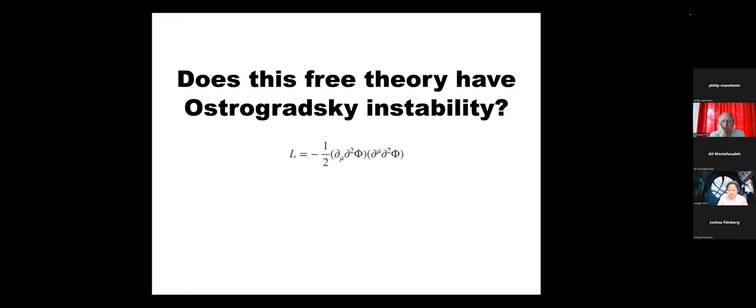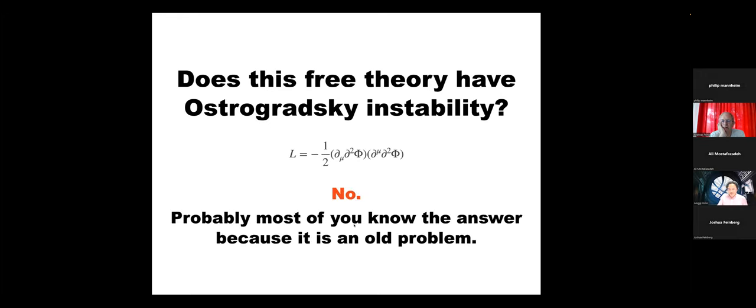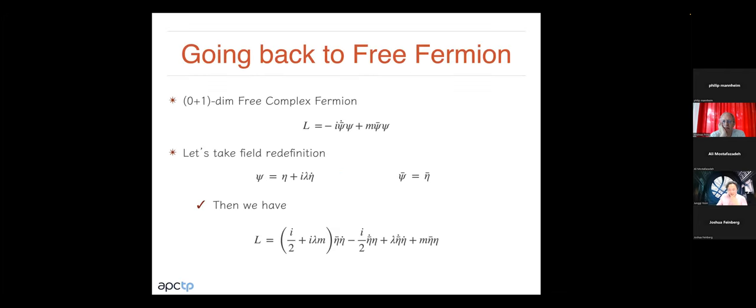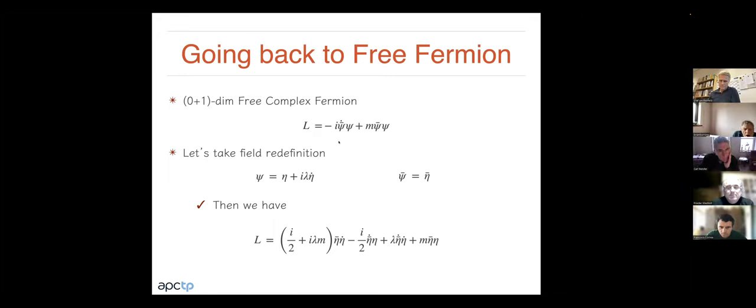Then you can ask whether this free scalar field theory also has this instability. You can easily expect that the answer is no, because I already studied this a long time ago, and many people already have nice papers. So this is kind of a review. For this explanation, I also go to the fermionic theory because it was simpler for us, and it also appeared in our TT-bar deformation. So that's why we did.